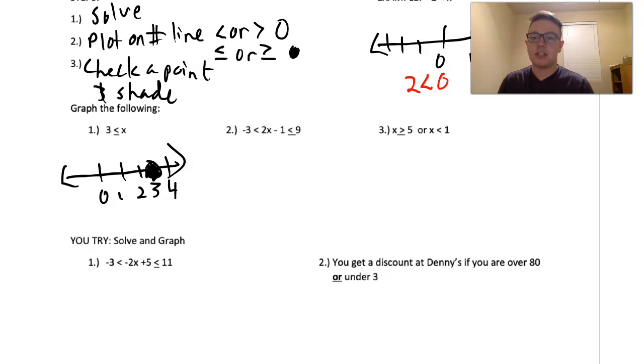Now we're going to test a point. Let's go to 0. Is 3 less than or equal to 0? It is not. So this is not the side that we're going to shade. It makes it false, meaning we're going to shade the other way.